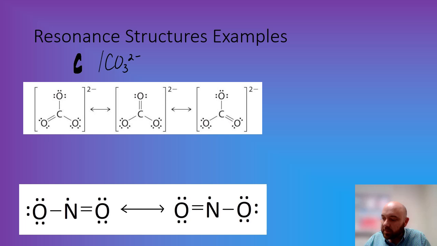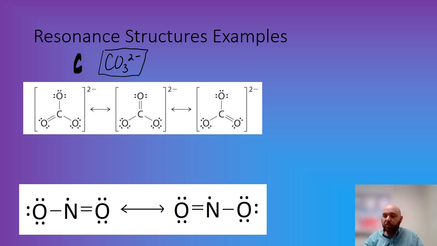And so if you were asked to draw the Lewis structure for this ion, you would find that any of these 3 structures drawn here would work. They all satisfy the octet rule, they all use the correct number of electrons, and they all have identical formal charges. So you can't decide which one is correct. They're all 3 correct.